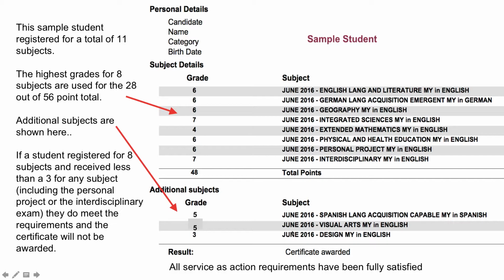And that's exactly the same for languages. You can see with this student they registered for language acquisition and also German, and English was their language and literature subject, and it's the higher result of a 6 for German that is used in the point total.